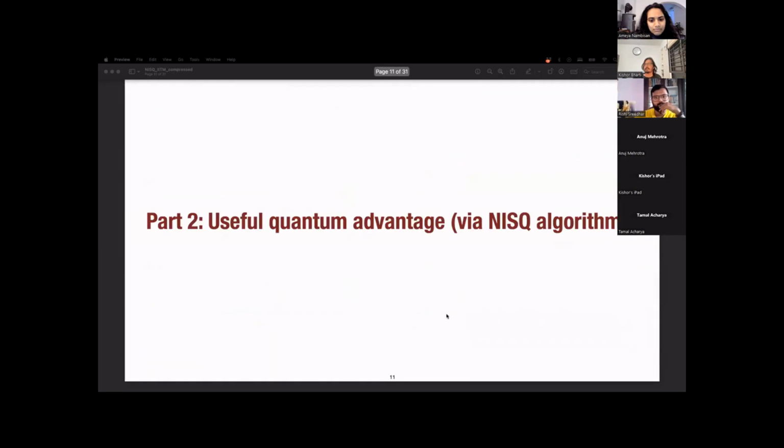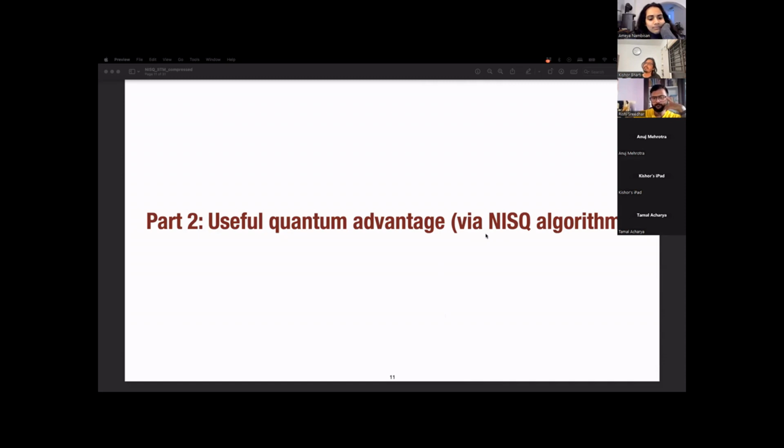Okay, so I discussed that. Then the second part: the first part was useless quantum advantage. You want to basically just make sure that your device is doing something quantum, and whatever the device is performing, there is no classical device that can perform the same task with polynomial overhead. But that is something which will not pay the bills, right? I mean, you need to come up with some useful problem.